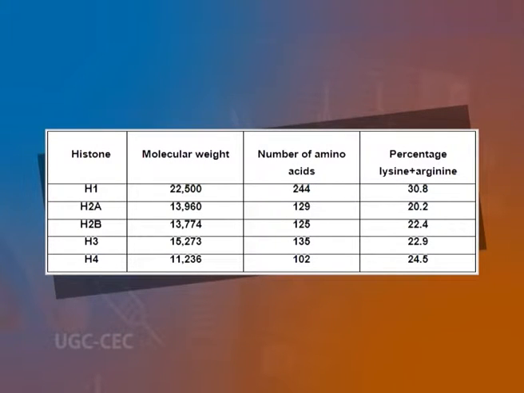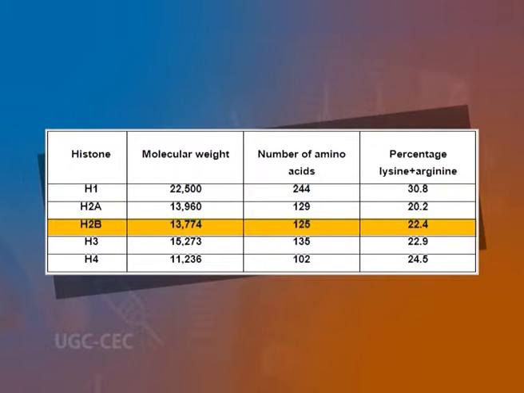In this table, you can see the various types of histones, the molecular weight and the number of amino acid residues present in each of these histones. First one is H1. The molecular weight is 22,500. The number of amino acids is 244 and the percentage of lysine and arginine is 30.8. H2A, molecular weight is 13,960. The number of amino acids is 129 and the percentage of lysine and arginine is 20.2.